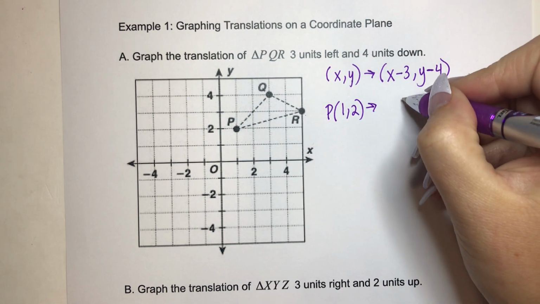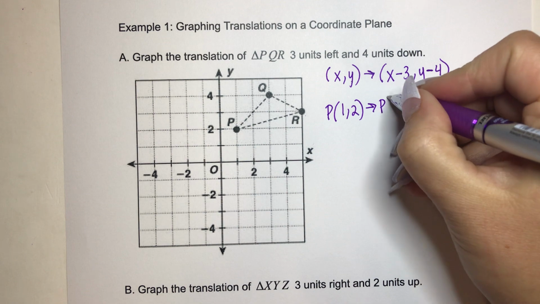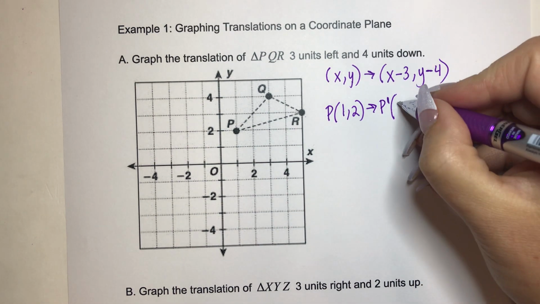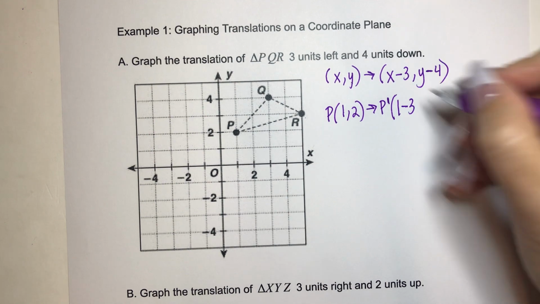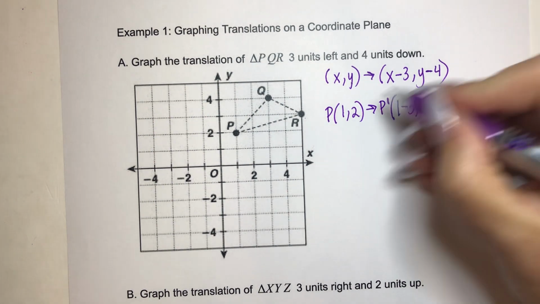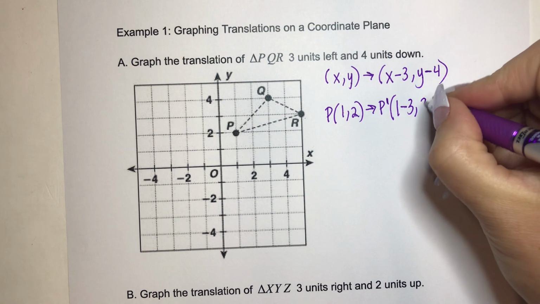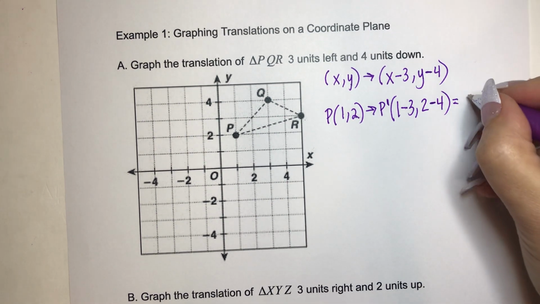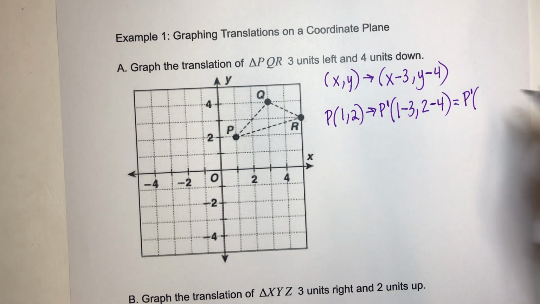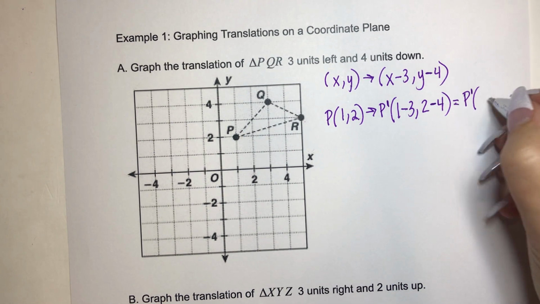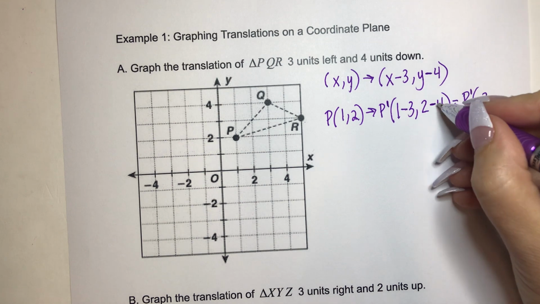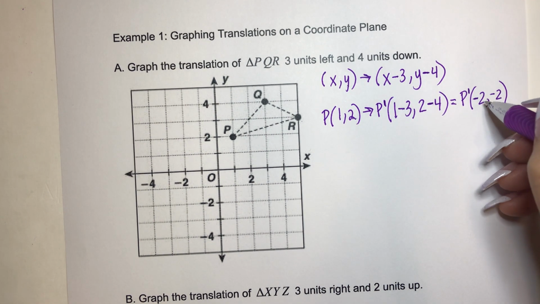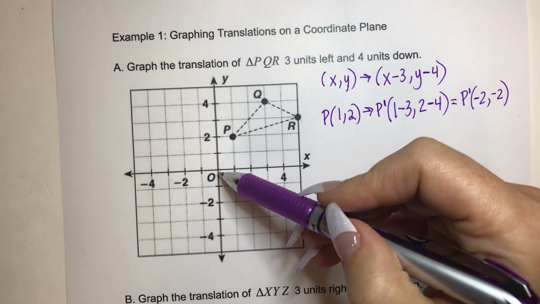Okay, then I'm going to apply this rule, and I'm going to get P prime. Okay, so here's my x, so I put that in, 1 minus 3, right, that's the rule. And then here's my y, which is 2, then I go 2 minus 4. And that's going to tell me what my P prime is. So 1 take away 3 would be negative 2. 2 take away 4 is also negative 2. So my P prime is negative 2, negative 2.